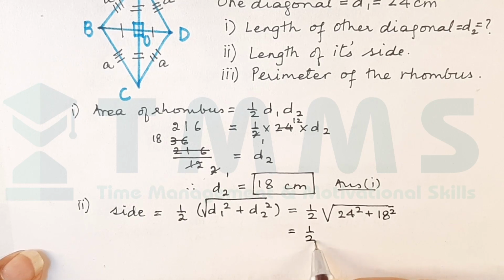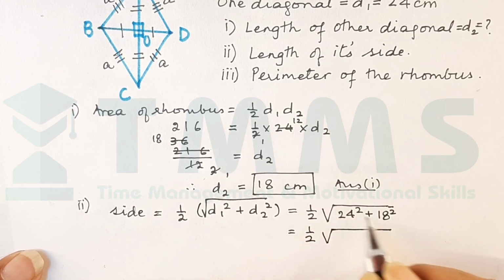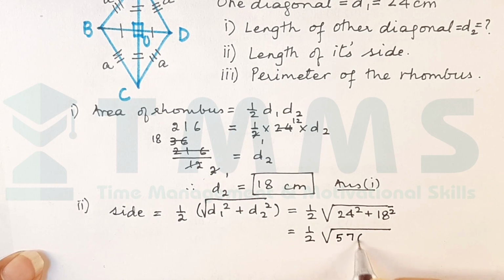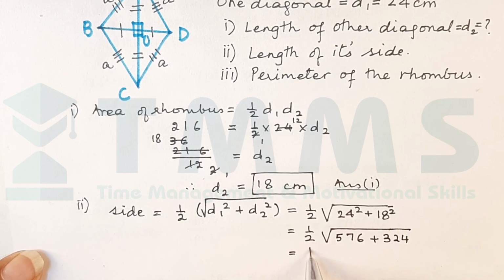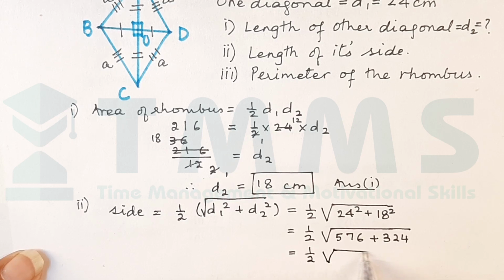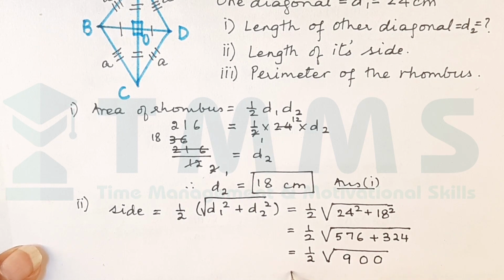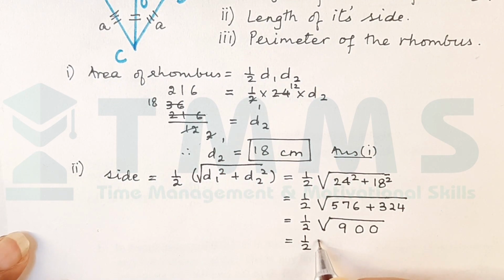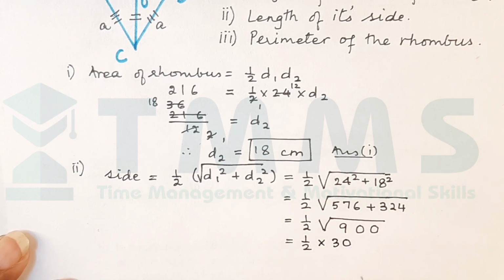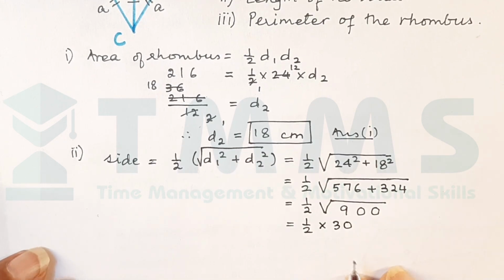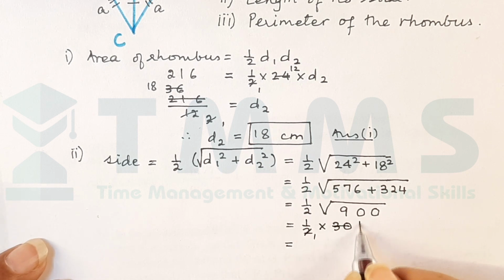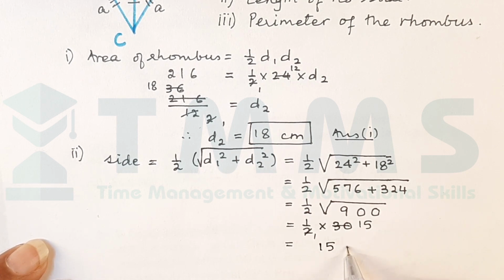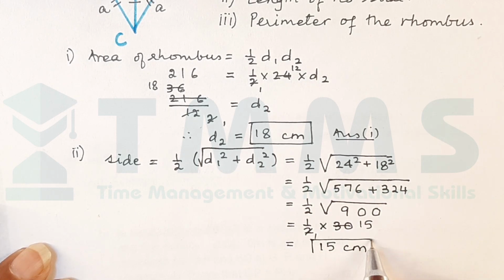That would give us half under root 24 square is and 18 square is, so we have under root, let's add this, so we have half into under root 900 is 30, and so each side becomes and that is our answer 2.